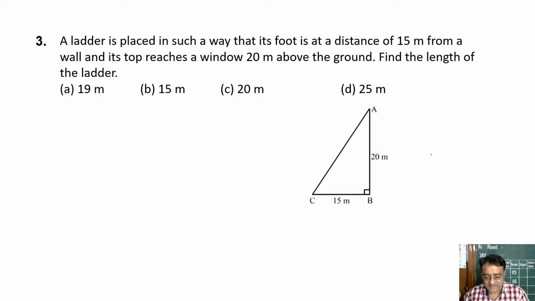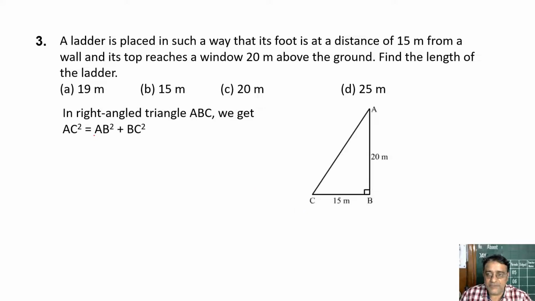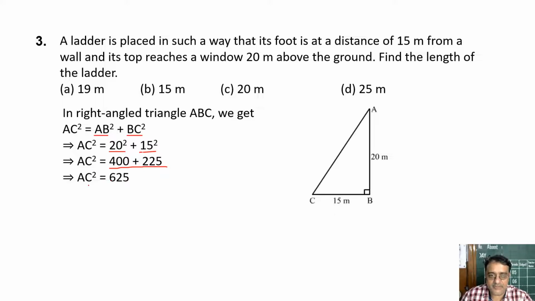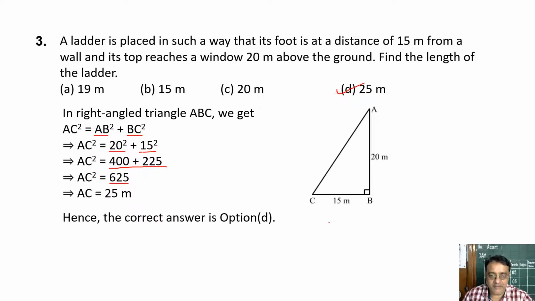So how will you find AC? Pythagoras theorem. Yes, by using Pythagoras theorem. So we are getting AC square is equals to AB square plus BC square. Now we'll substitute the value of AB, that is 20 and BC is 15. So 20 square plus 15 square. So ये हो जाएगा 400 and this will be 225. Okay. So 400 plus 225 is 625. What is the square root of 625? 25. Right. So which option is the correct one? Option D. Right.